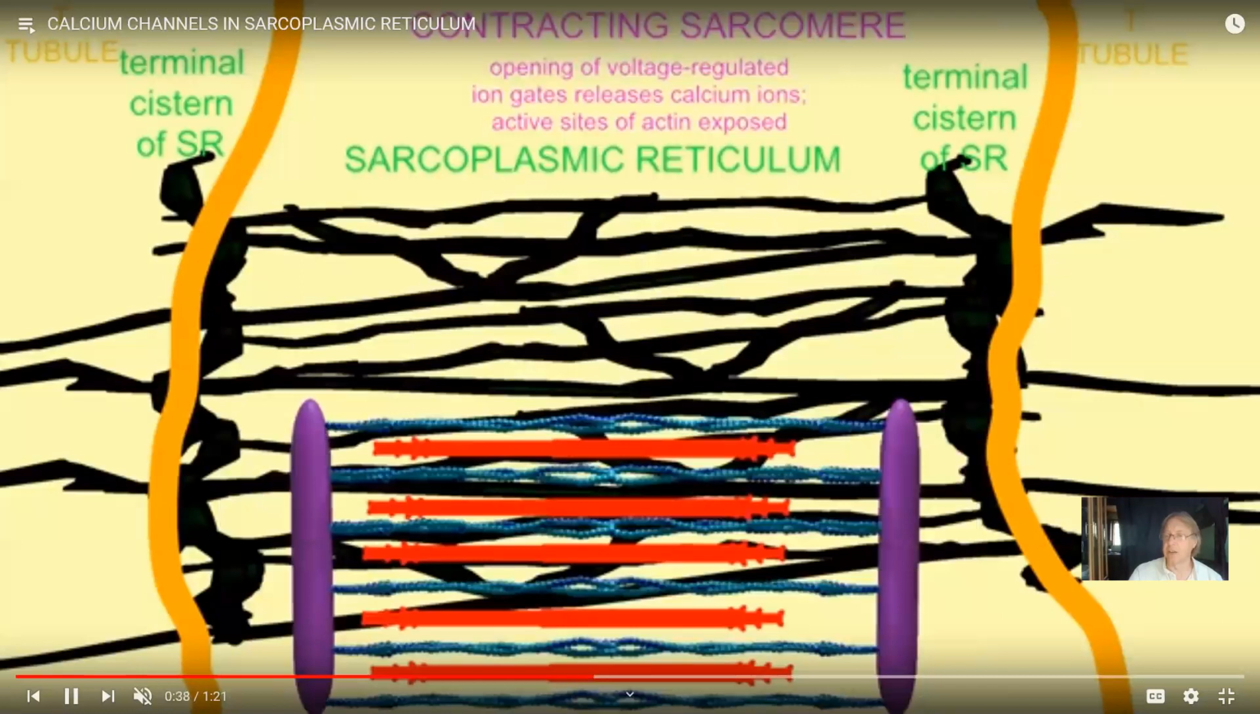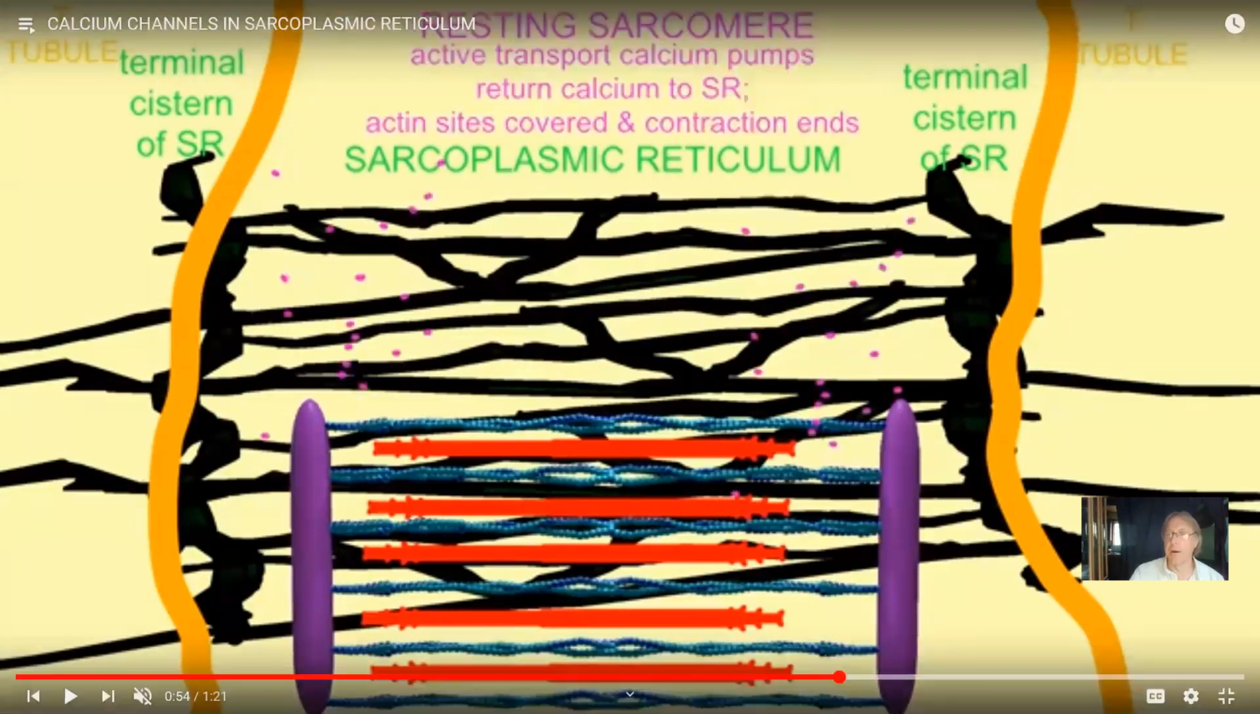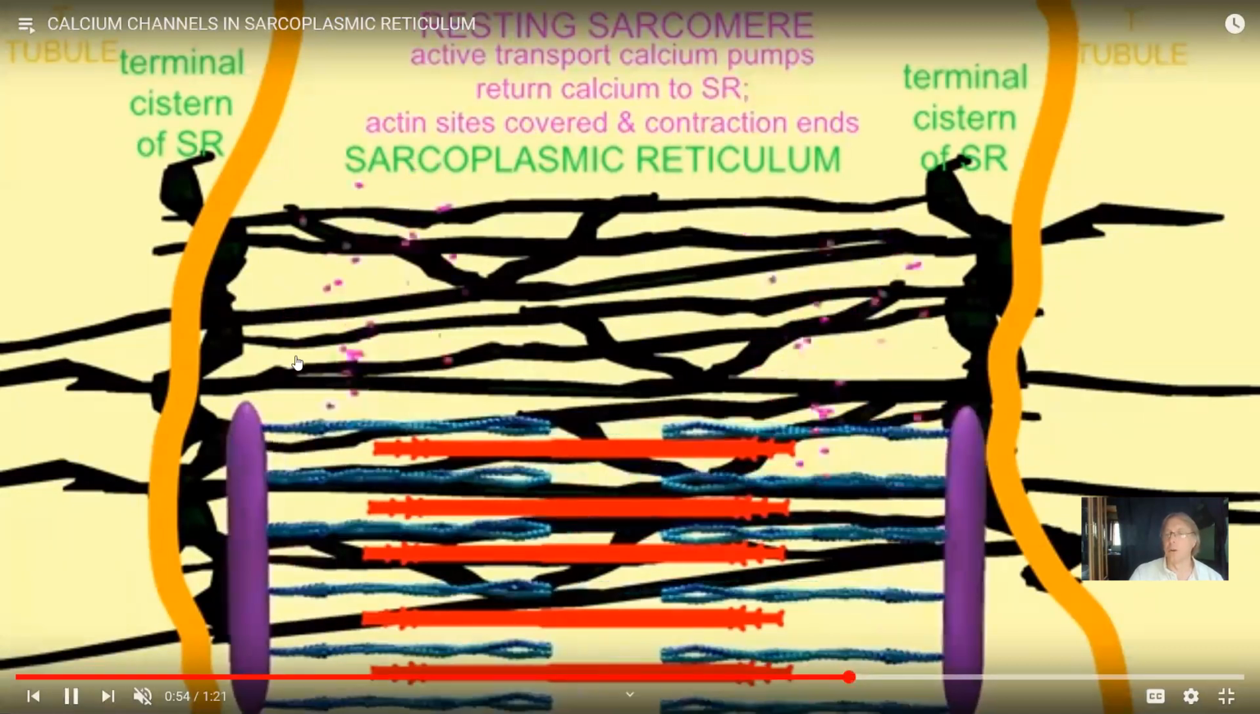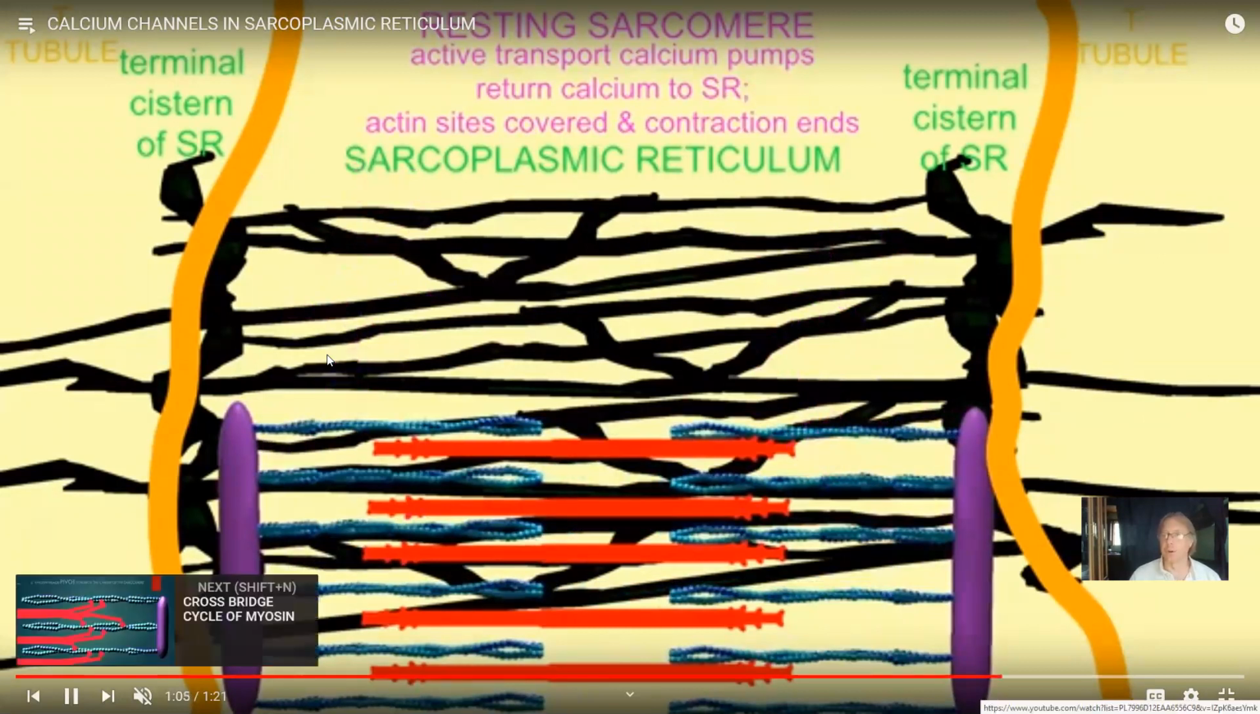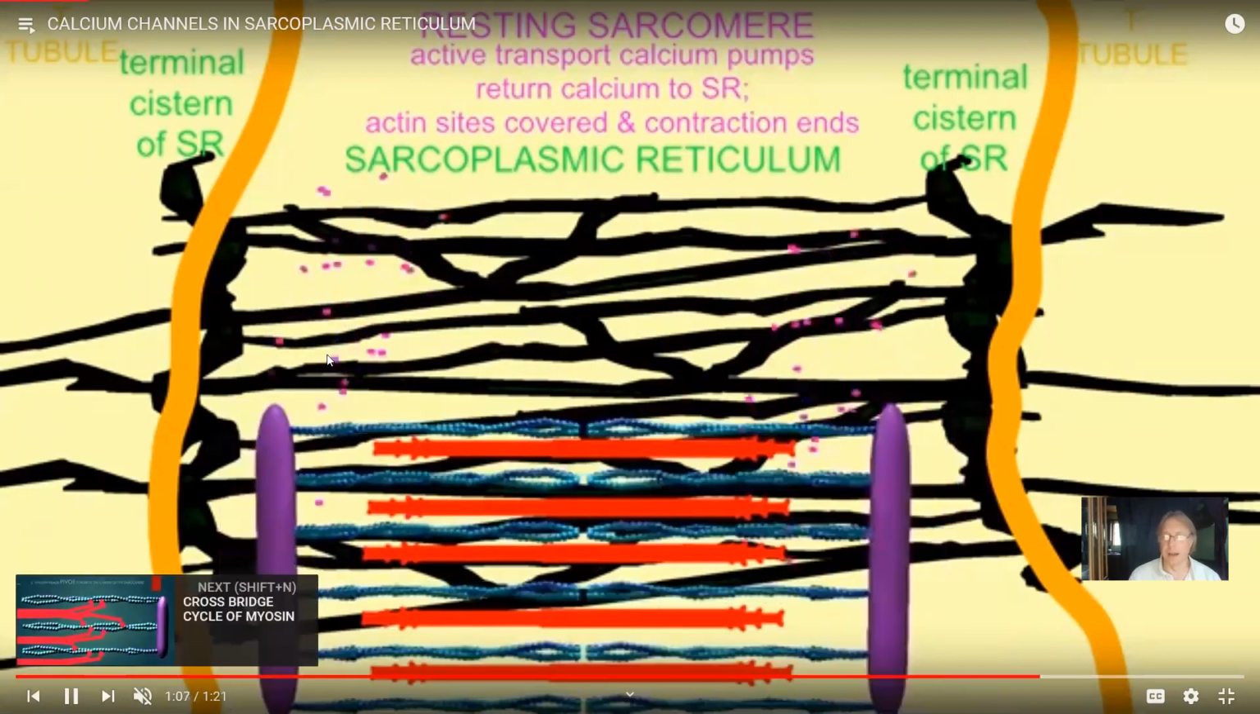Releasing calcium causes them to be exposed, and this will start the sarcomere contraction. Pumping the calcium back into the SR will then cause this to go back to a resting state, so that the sarcomere will no longer be contracting.